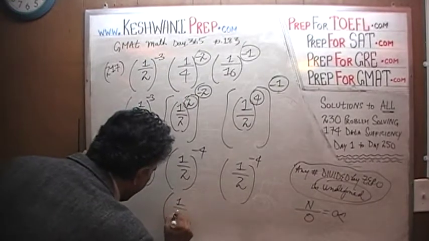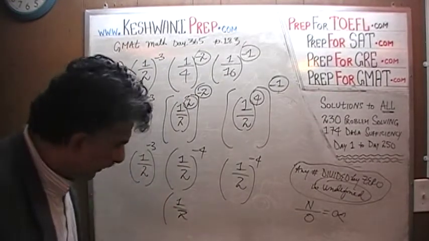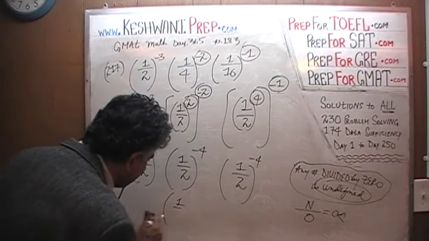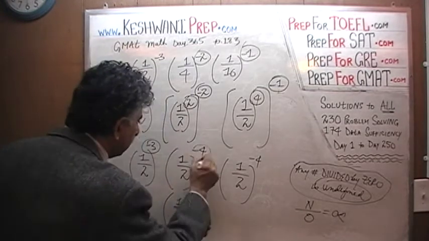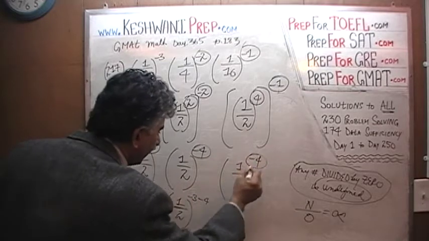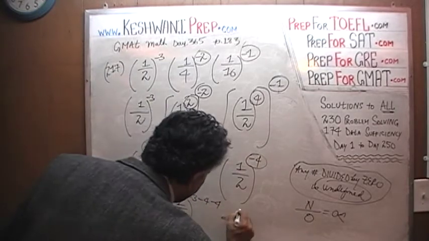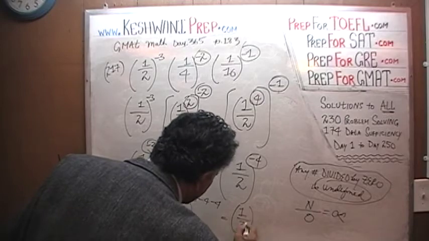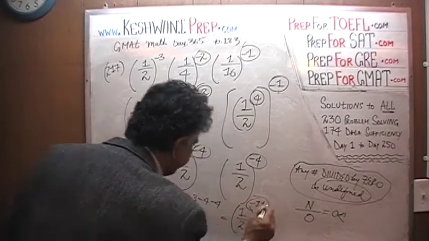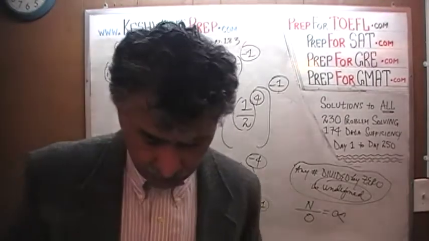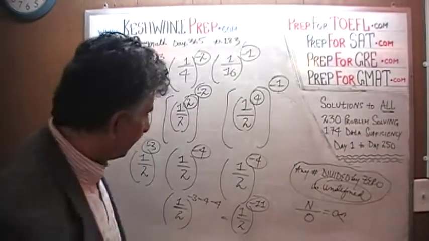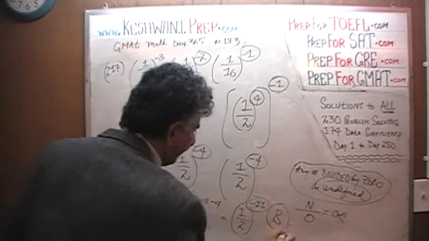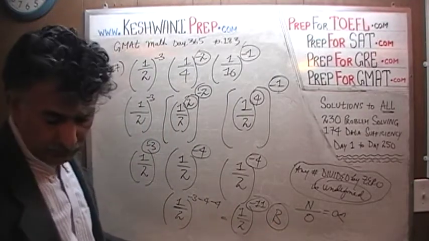So what we get is 1/2 raised to negative 3 minus 4 minus 4, which is the same as 1/2 raised to negative 11. 1/2 raised to negative 11 is the answer. And that's going to be answer choice B, as in boy.